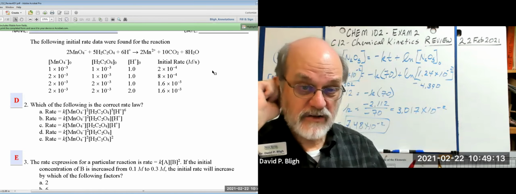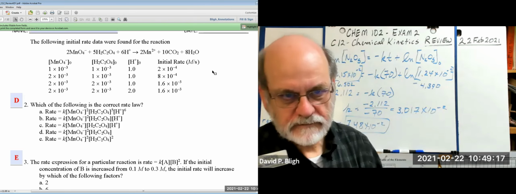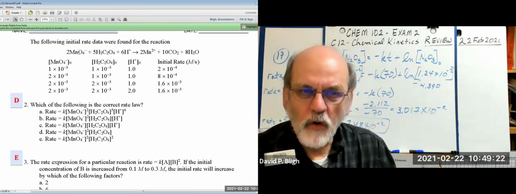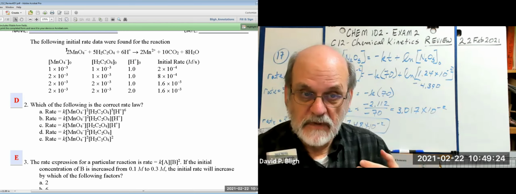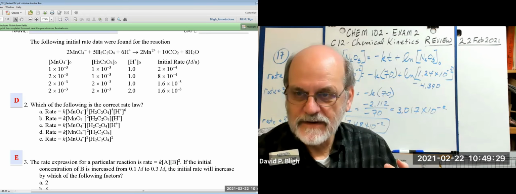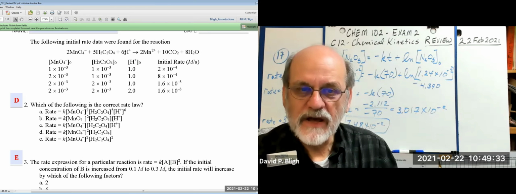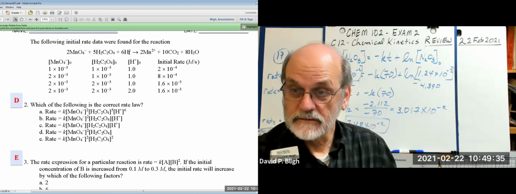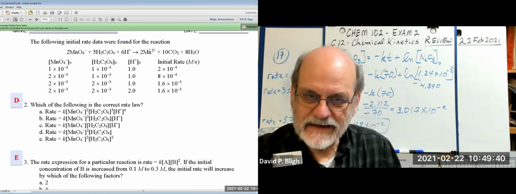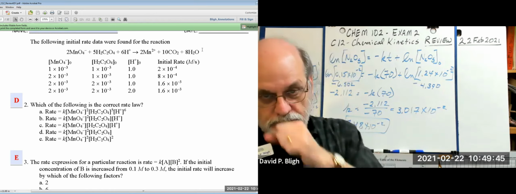All right, so here's our reaction. And I am going to annotate this one a little bit. All right, so here's the overall rate equation. 2 manganates plus 5, and that's oxalic acid, plus 6 protons, or hydrogen ions, yields 2 manganese 2 plus ions, 10 carbon dioxides, and 8 waters.